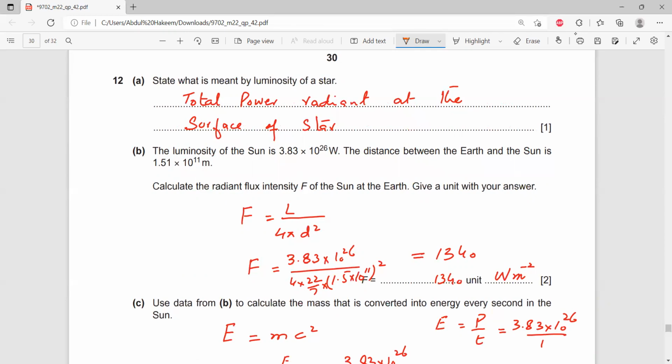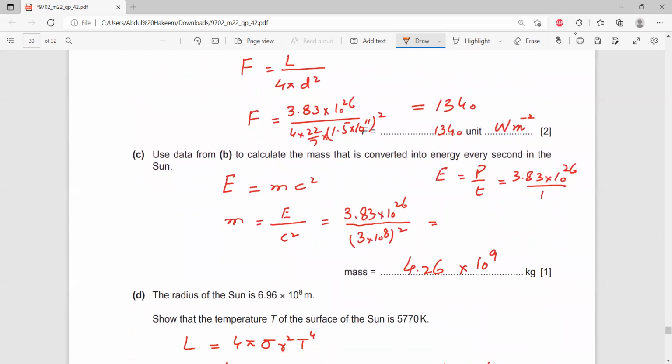So F, radiant flux intensity, is L divided by 4πd². L is equal to 3.83 × 10^26, 4 times the value of pi, either 22/7 or 3.14, and the distance is given here as 1.5 × 10^11, squared. So you will get the answer 1340. And this is flux intensity, meaning watts per meter squared.